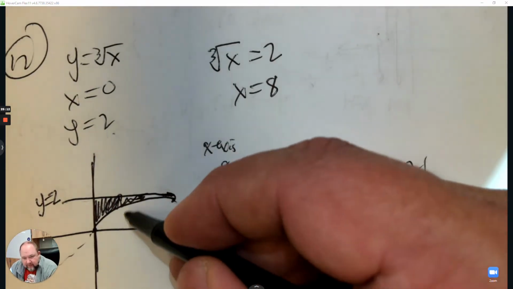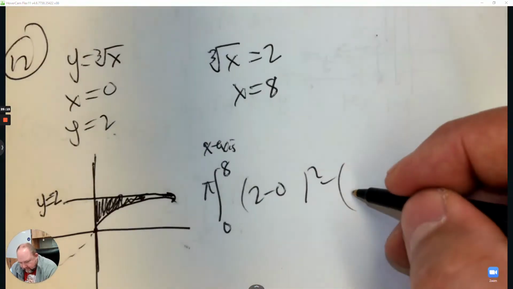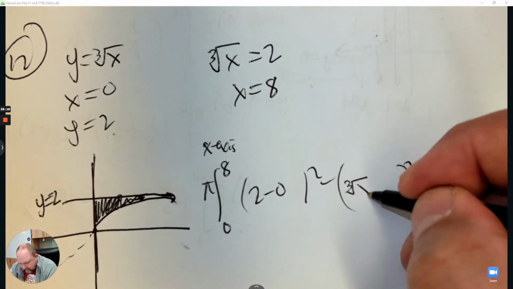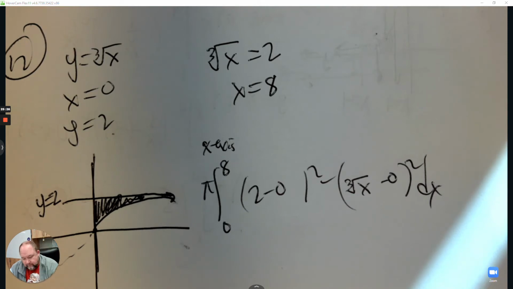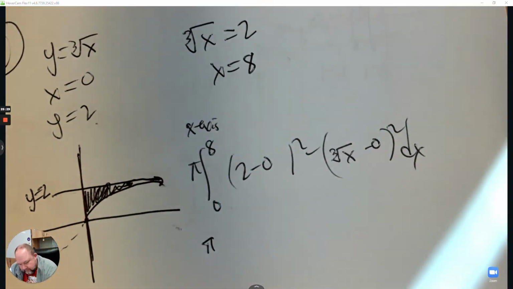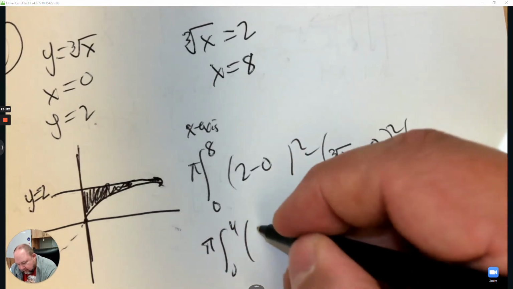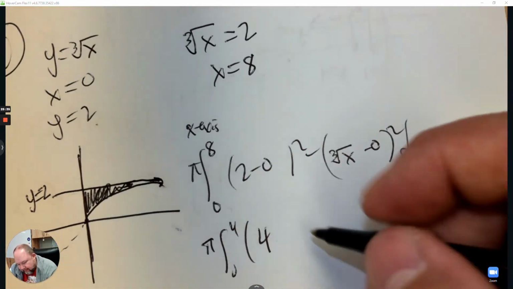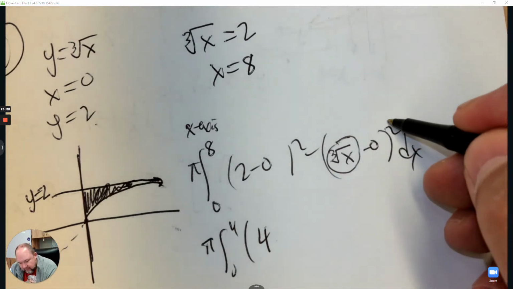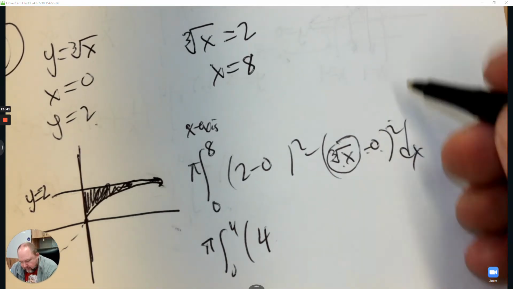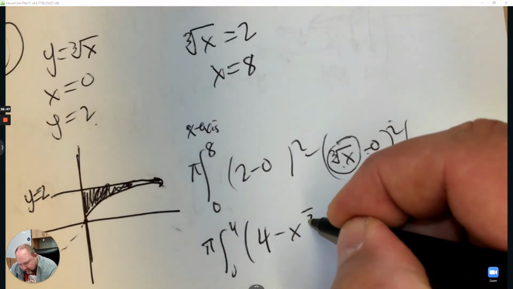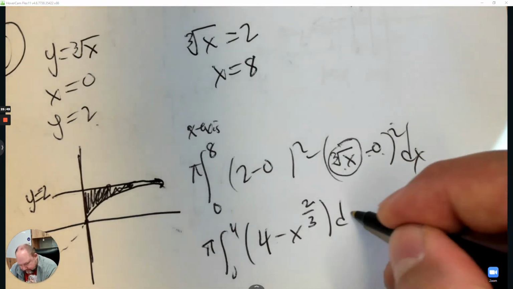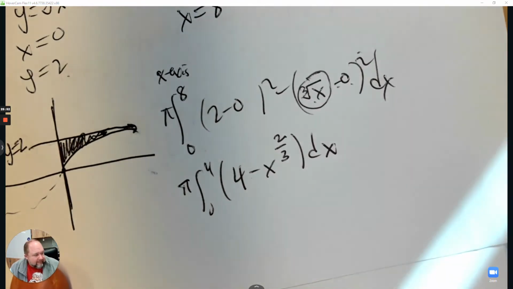And then the big radius is 2 take away 0, and the small radius is this cube root of x take away 0. And then you have to find the volume. So there's the setup to begin with. And we just simplify it a bit. So 2 squared is 4. The cube root, so this take away 0 is just the cube root of x squared. To write that together as an exponent, the cube would be on the bottom and the square would be on top. And that's what I'm integrating.